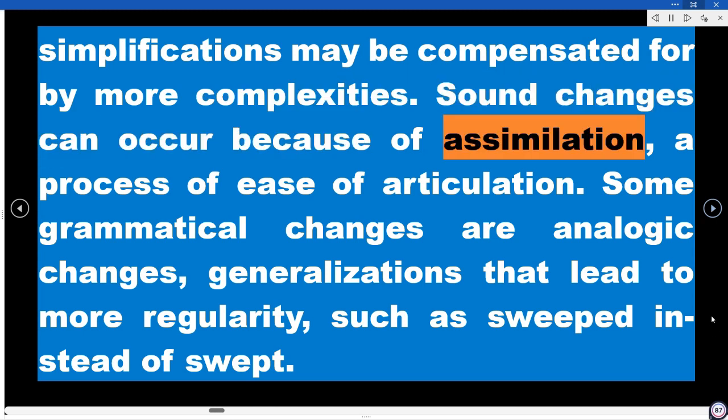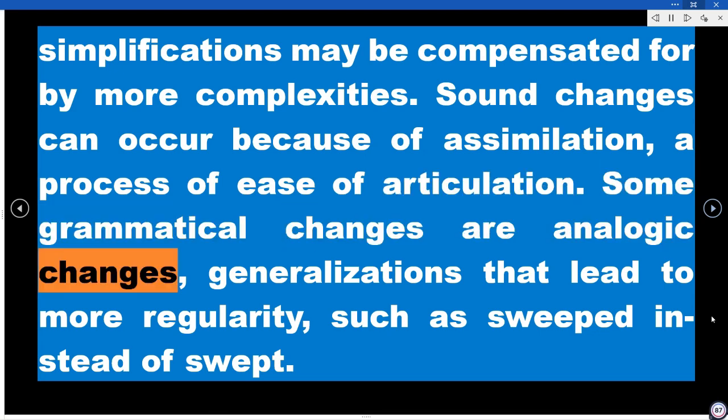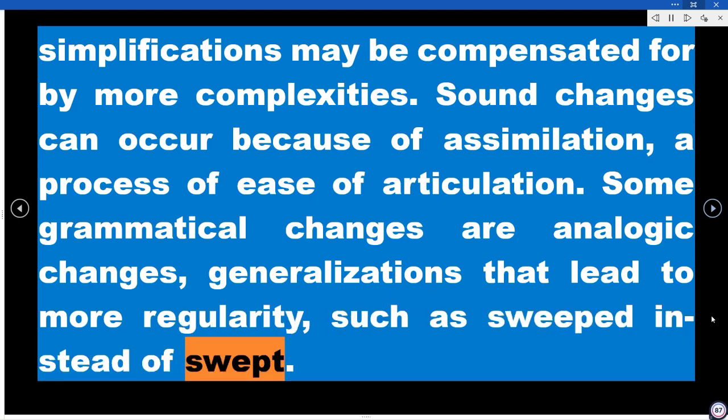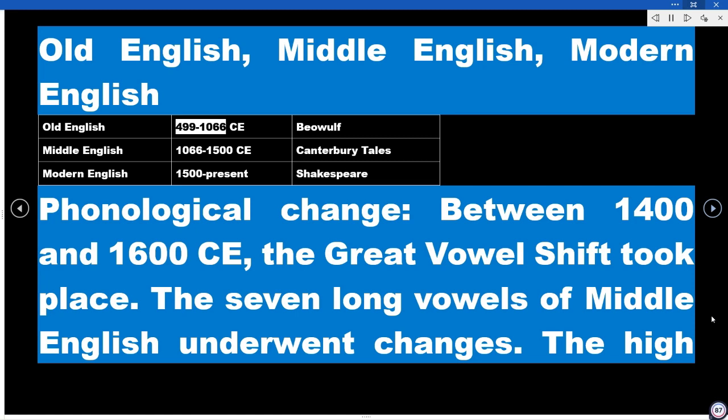Sound changes can occur because of assimilation, a process of ease of articulation. Some grammatical changes are analogic changes, generalizations that lead to more regularity, such as sweeped instead of swept. Old English, Middle English, Modern English. Old English, from 449 to 1066 CE: Beowulf. Middle English, 1066 to 1500 CE: Canterbury Tales. Modern English, 1500 to present: Shakespeare.